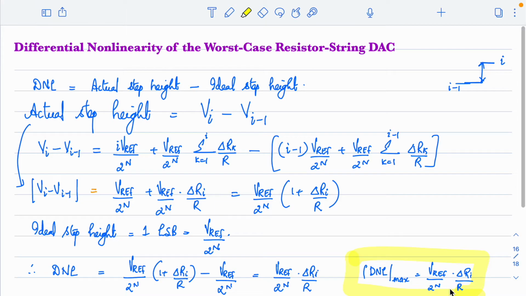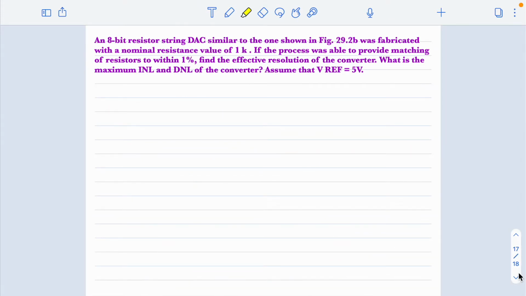Alright, so we have considered the mismatch in the actual step height calculation for the i and as well as the i minus 1 position. Alright, so now if this is clear, can you just try this question?